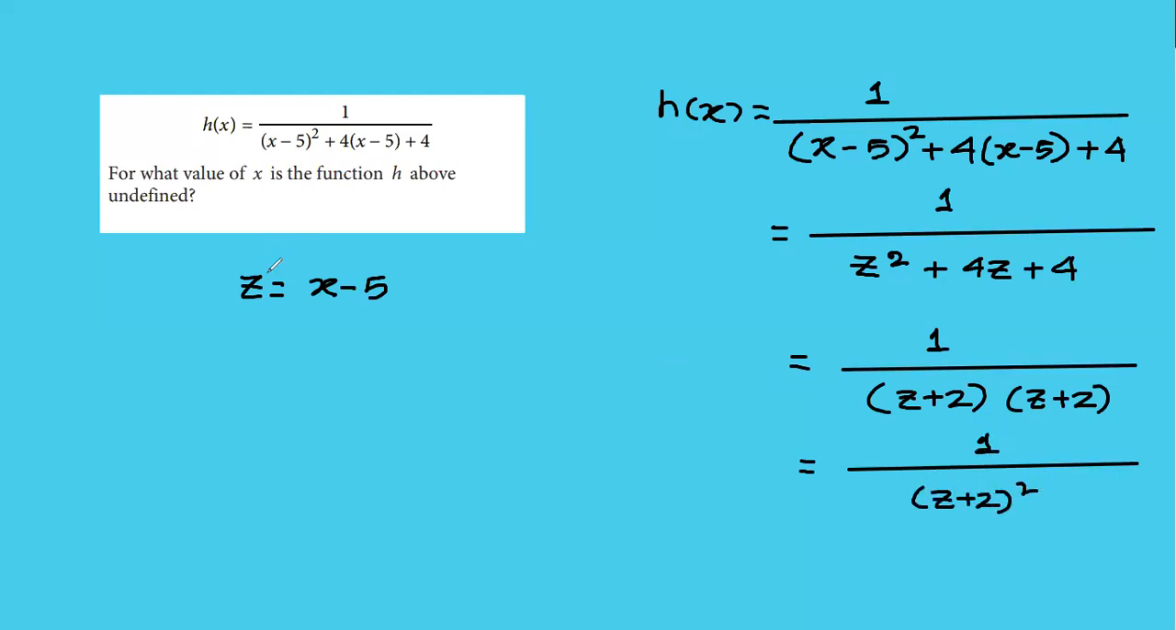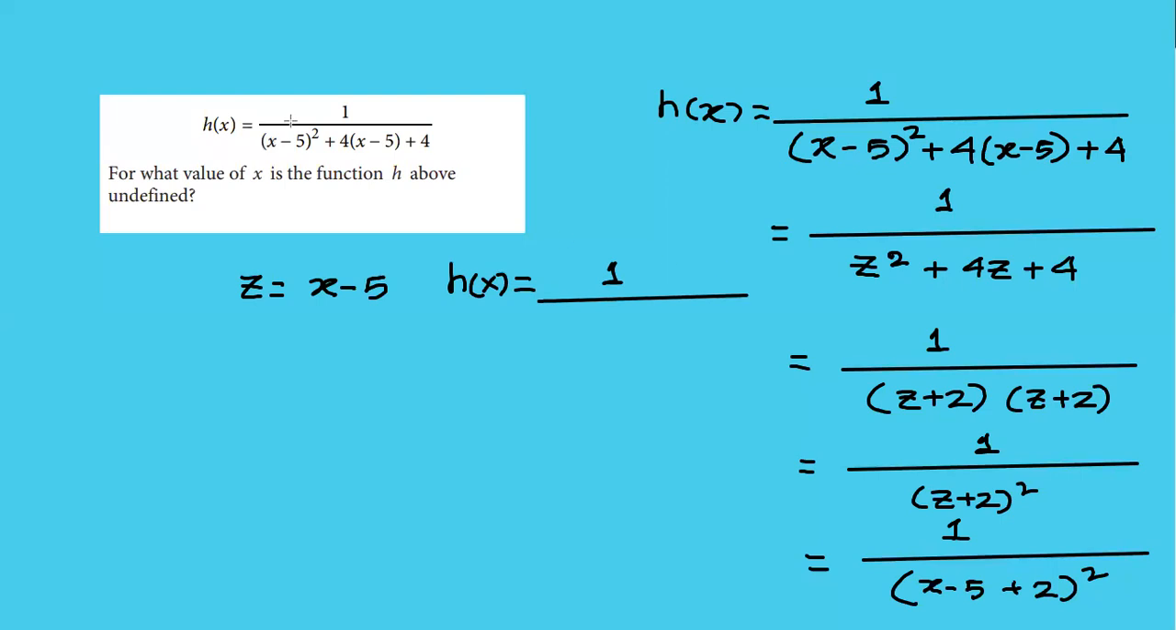Now I'm going to plug in the z value as x minus 5. So you'll get 1 divided by (x minus 5 plus 2) whole squared. So finally, you'll get the function h of x as 1 over (x minus 3) whole squared.